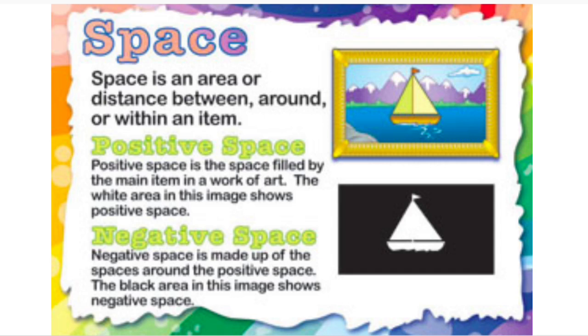Positive space is a space filled by the main item in a work of art. The white area in the image here shows the positive space, whereas negative space is made up of the spaces around the positive space. The black area in this image indicates the negative space.